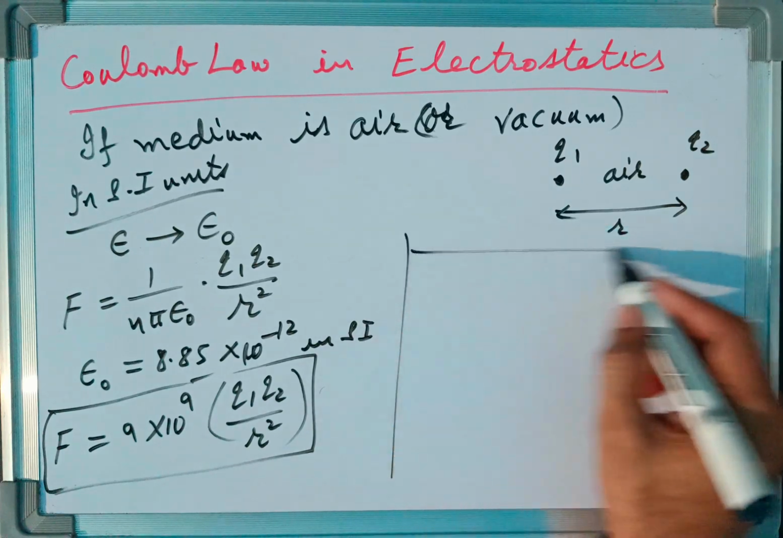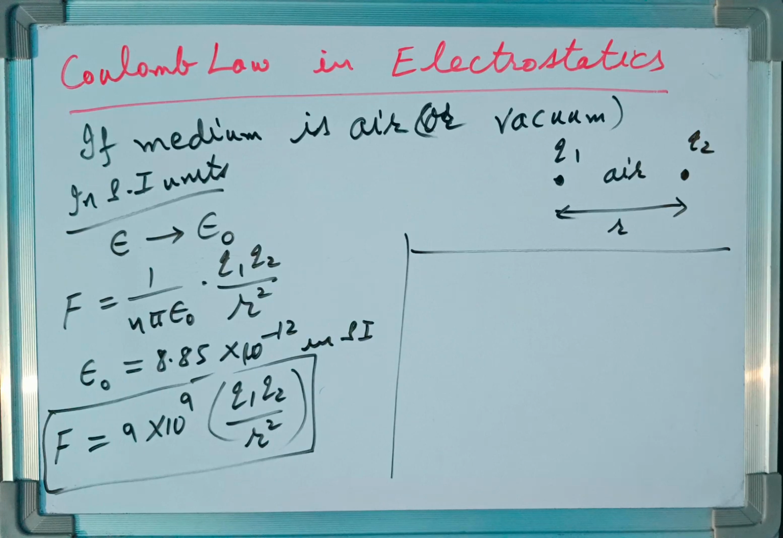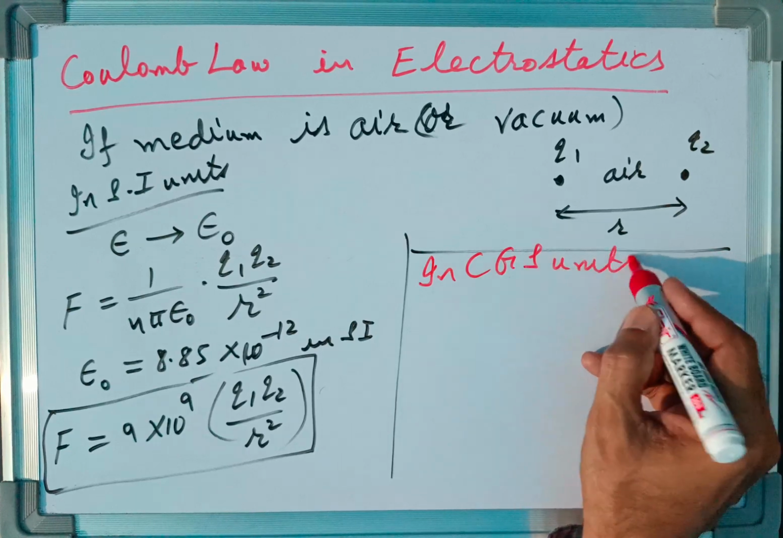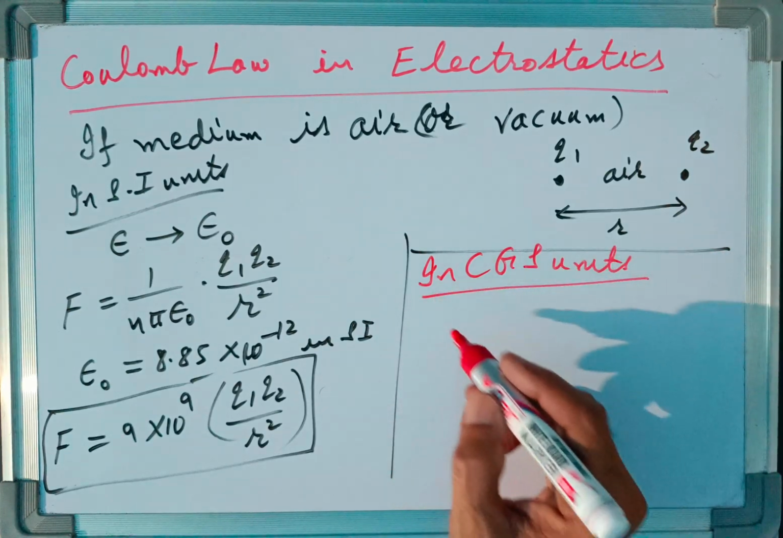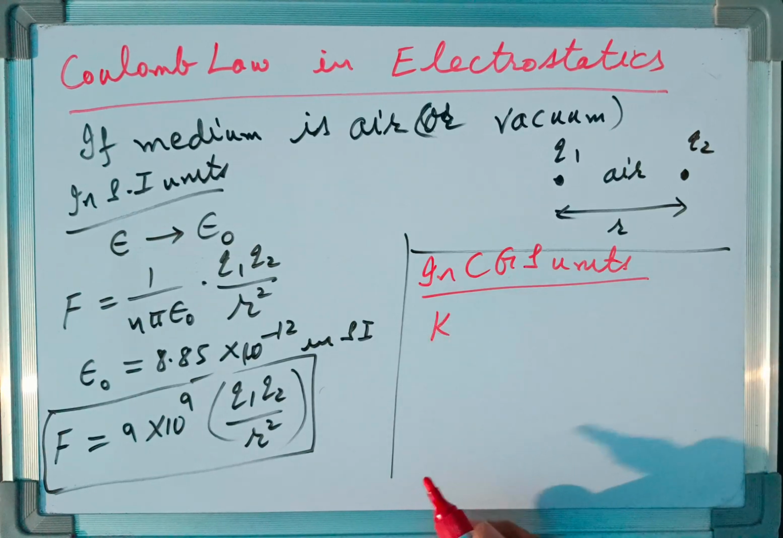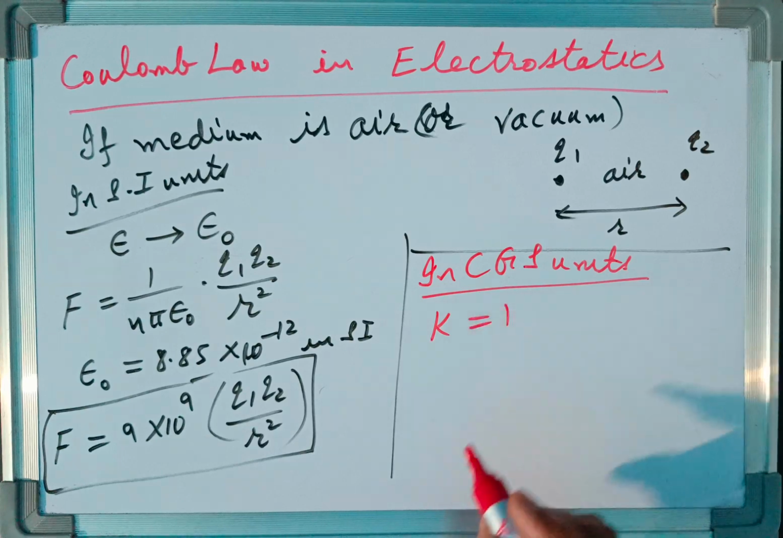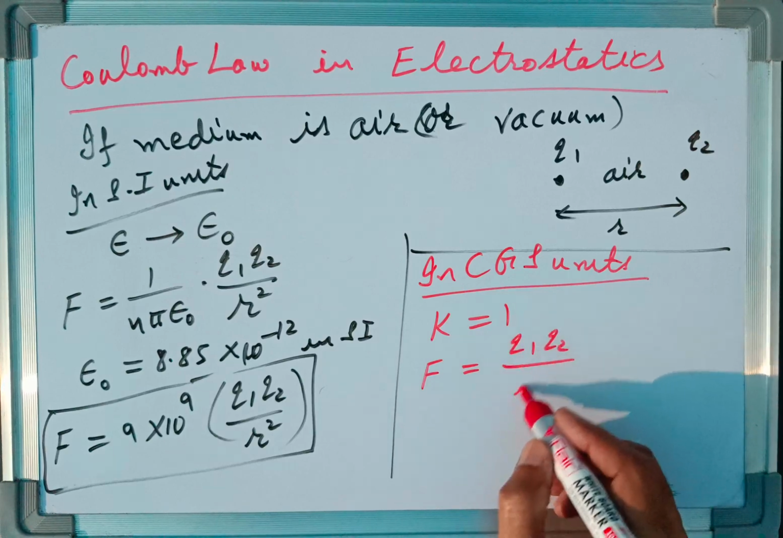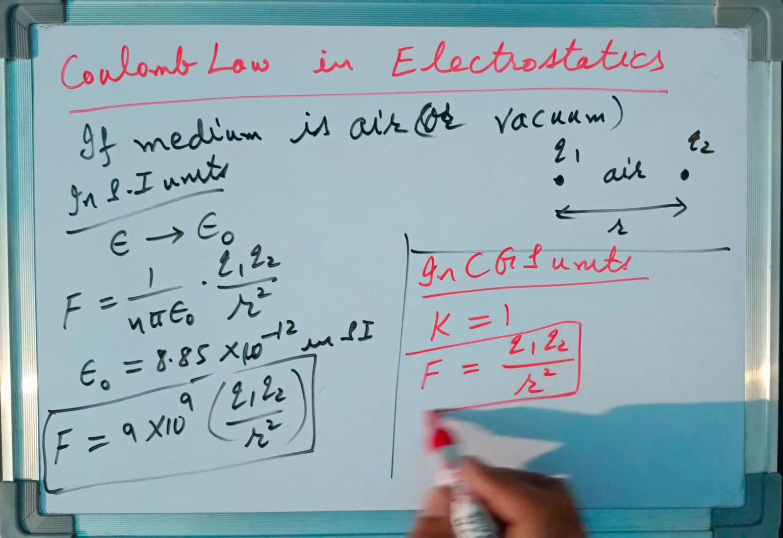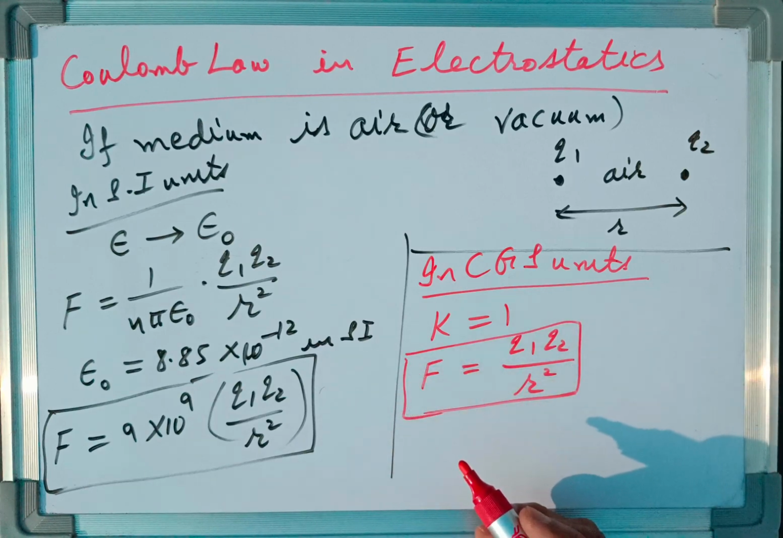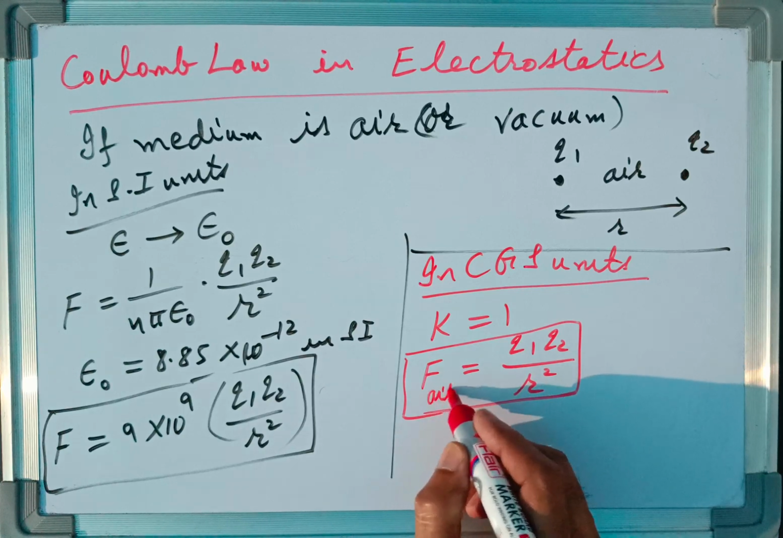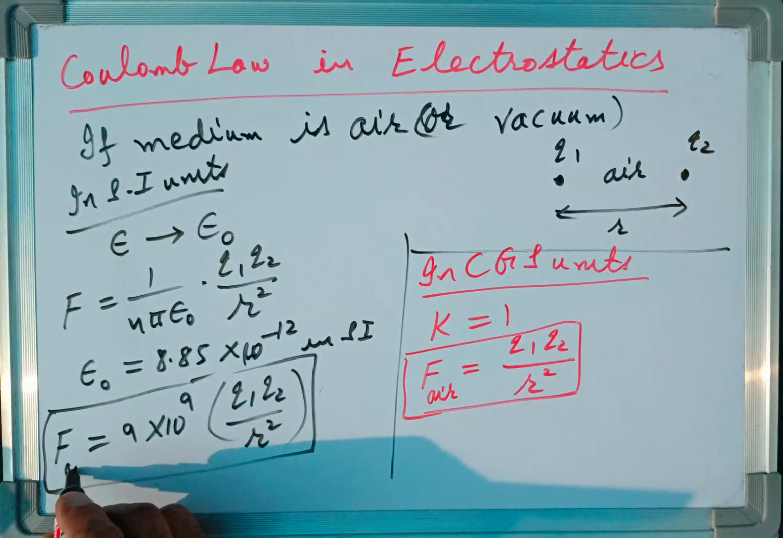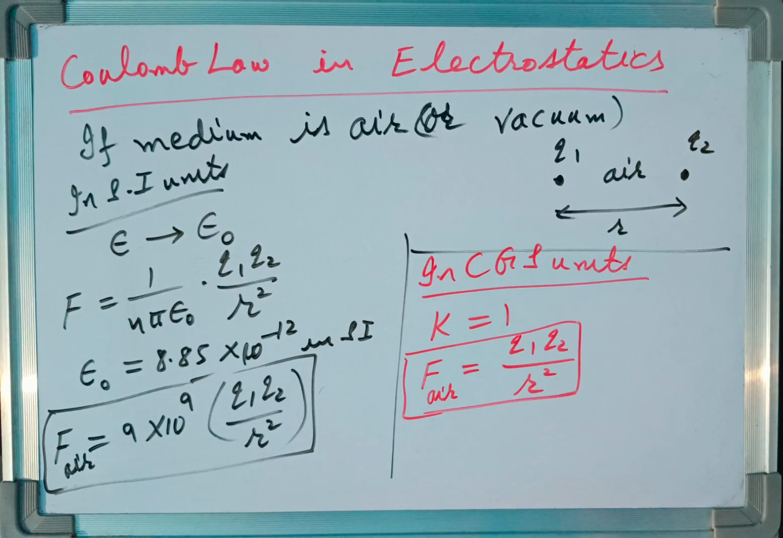Similarly, when I talk in C.G.S. units, then there is the dielectric constant, and the dielectric constant of air or vacuum is 1. So using this value, Coulomb's law can be written as F = Q1 Q2 upon r square. This is again a simplified form, especially when the medium is air. So I can write here F with medium air. Here also in SI units it is medium air, or if there is vacuum between the charges.